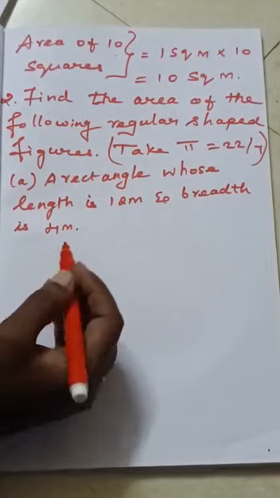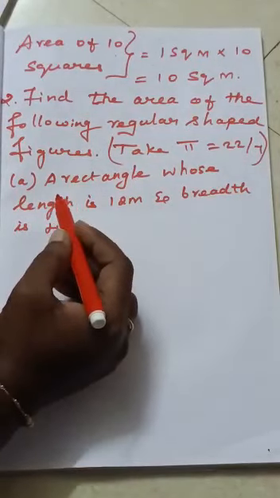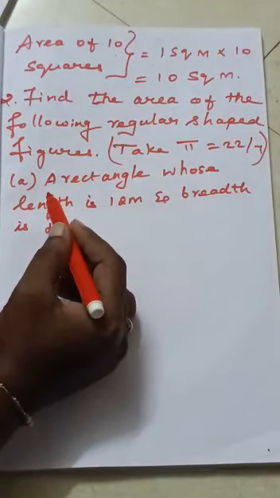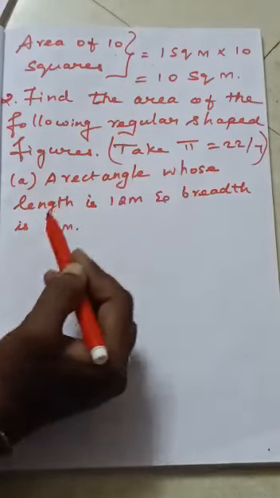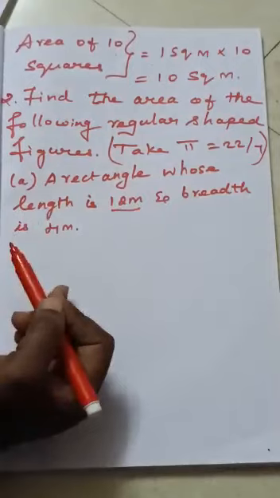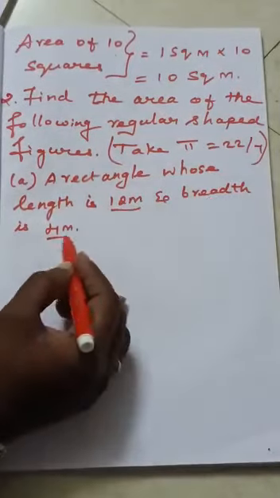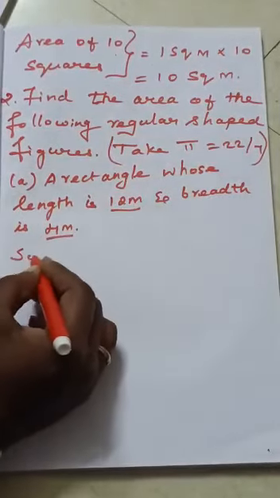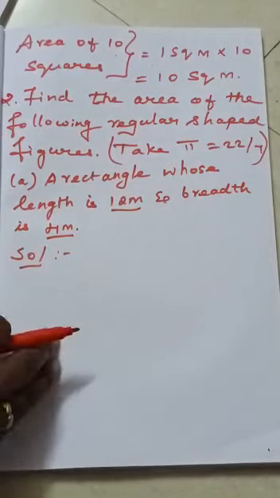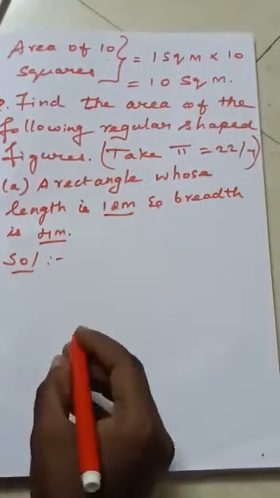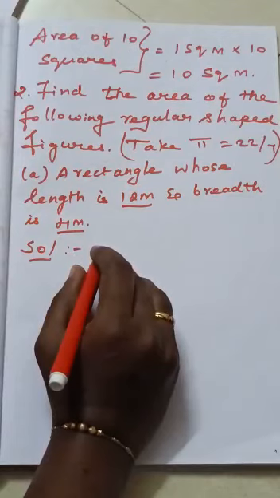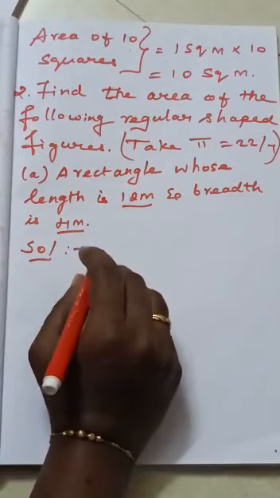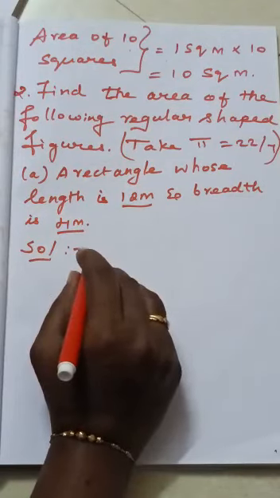Once again I repeat, what is our first option? What are we going to calculate and find? Rectangle, that is a rectangle whose length is how much? 12 meter and its breadth is 4 meter. Now solution. To solve this, okay, now answer part, that is solution.